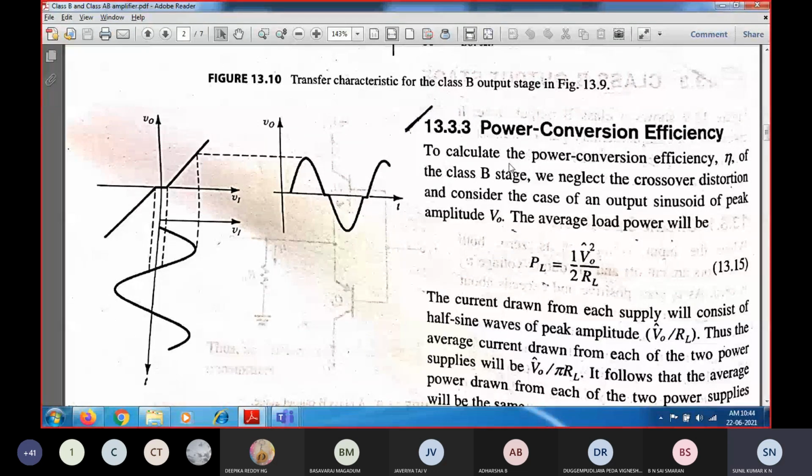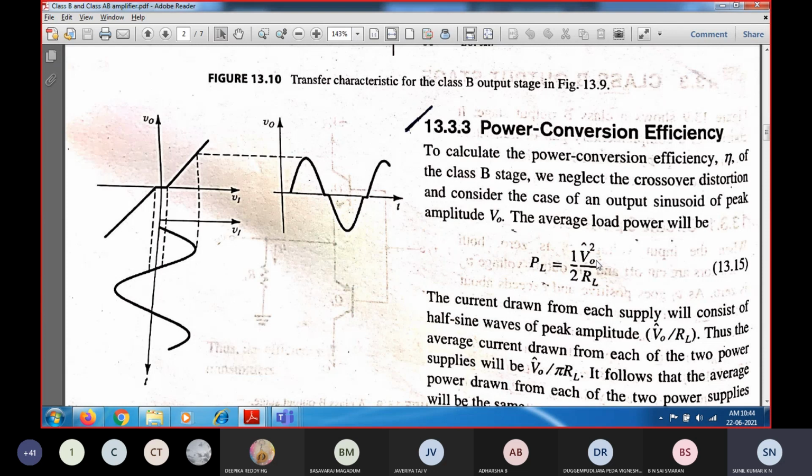To calculate the power conversion efficiency, we can neglect the crossover distortion, but we can consider the output sinusoidal peak. So the power supplied to the load, PL, is the power delivered to the load. This is the V0 peak, a sinusoidal output. That is the AC power delivered to the load. We have to find out PL first. PL is nothing but V0 peak divided by root 2.